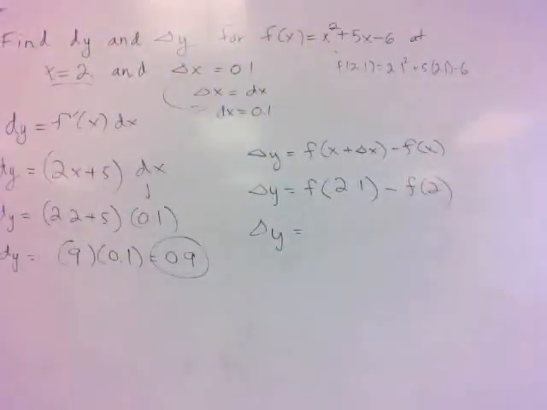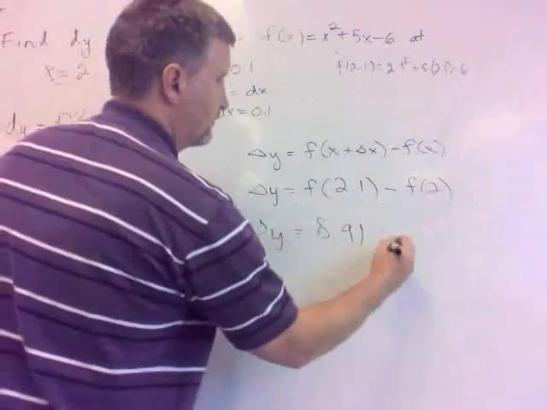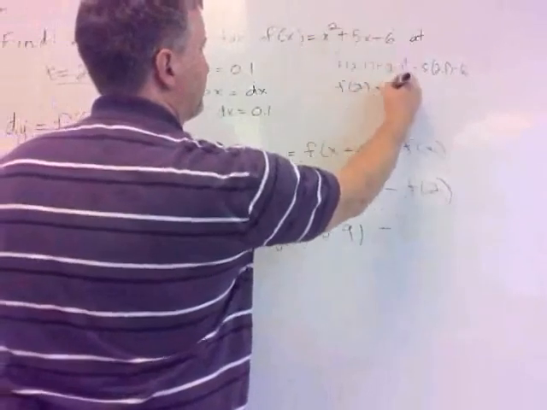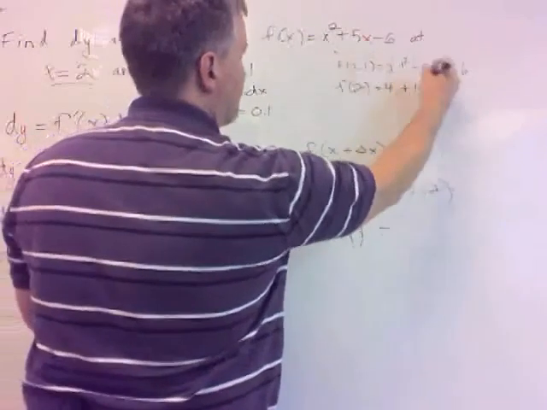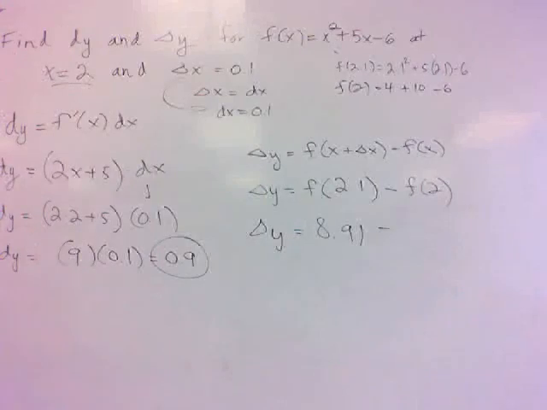2.1 squared plus 5 times 2.1 minus 6. I get 8.91 for f of 2.1. F of 2, well, that's just plugging in 2. That would be 4 plus 10 minus 6. 14 minus 8.